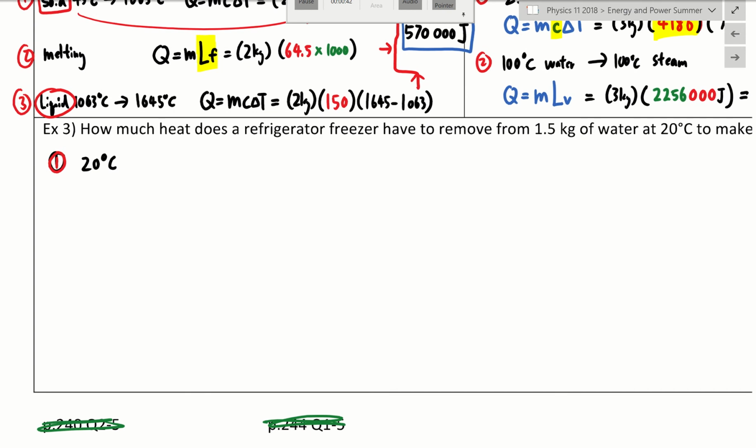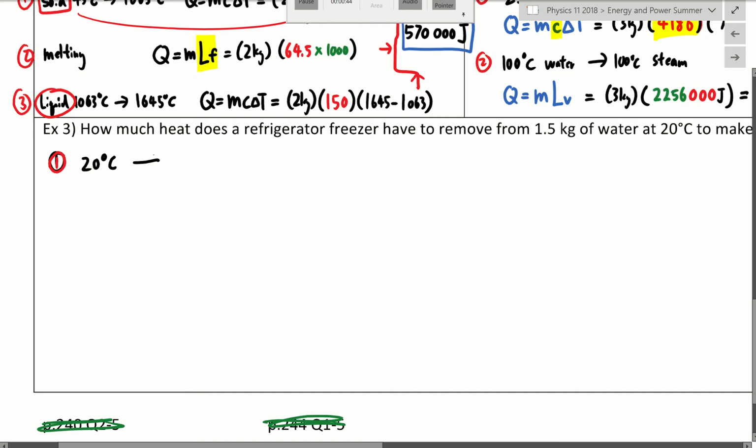So that, again, is not a one-step process. You cannot just go from 20 degrees Celsius to negative 10 degrees Celsius. That's not the right thing to do. What you need to do is consider where you are right now. We have 20 degrees Celsius water, and that is a liquid, right? And we want to bring that liquid water to 0 degrees Celsius water.